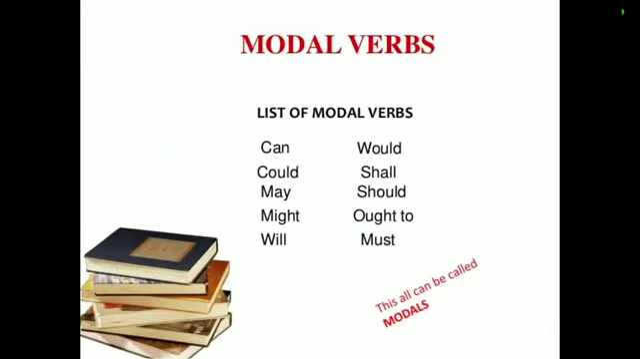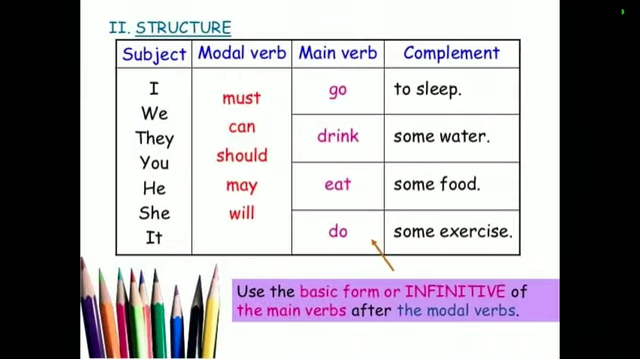Now about modal verbs. So the list of modal verbs are likewise can, could, may, then might, then will, would, shall, should, ought to, must. So these all can be called modals. Now here you could easily see the structure of modal. Here in this row and column there are subject, then modal verb, then main verb, then complement.